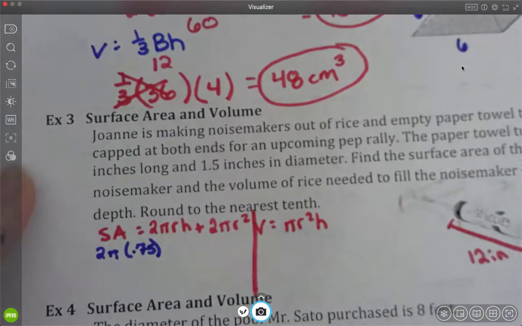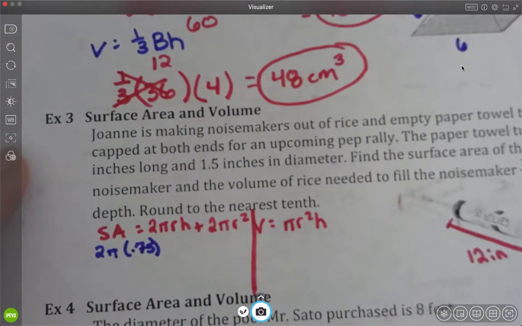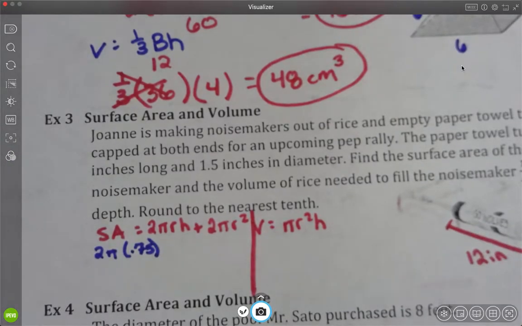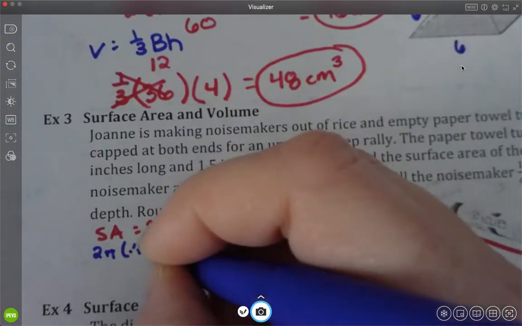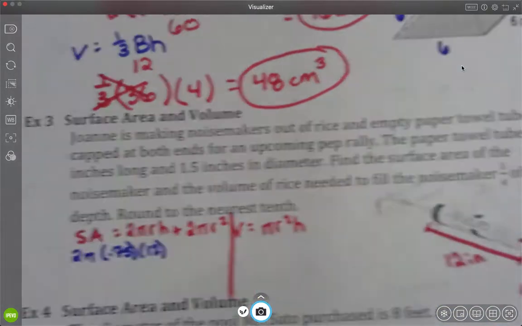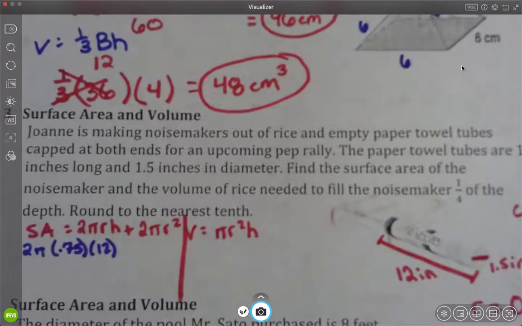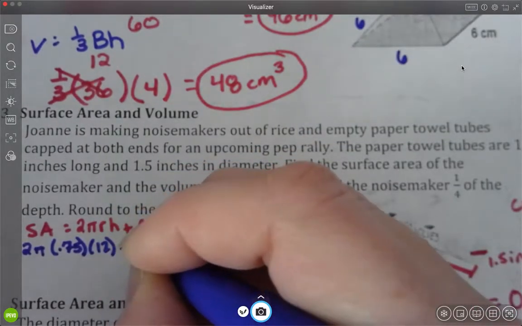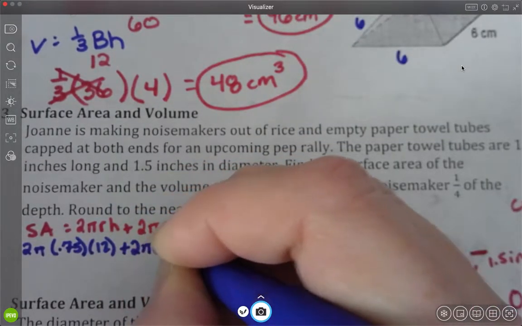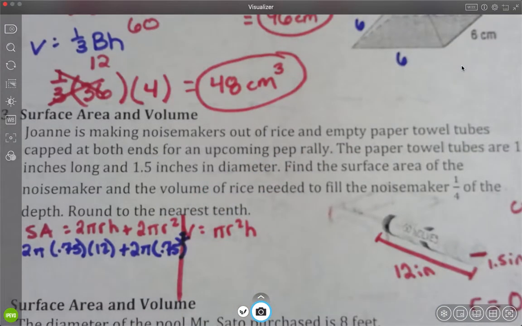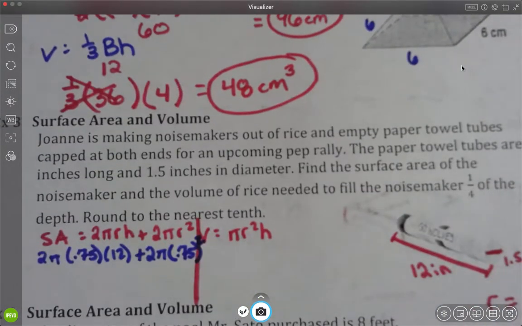What's the height of this thing? What is the height? 12, right? Even though this guy's laying down, the height is still 12 because imagine that you put that paper towel tube up on its top. 12 would be the height. Plus 2 times pi times 0.75 squared. Okay, this is where we need a calculator. We can do some of it in our head, but we can't do this.